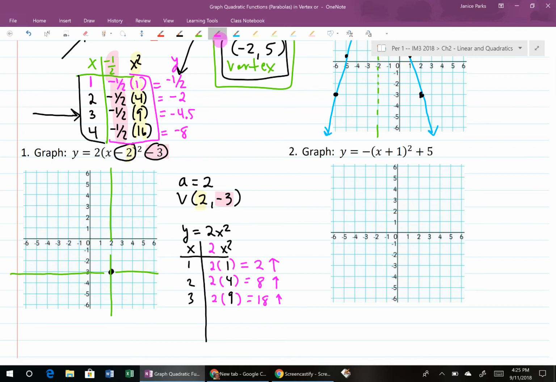So from the vertex, I'm going to go right 1, and I'm going to go 1 squared times 2. From the vertex, right 2. 2 squared is 4. 4 times 2 is 8, so I'm going to go 8 from the 3, and that puts me up here. Same thing on the other side. It's symmetric. Okay, and then we'll draw that in. I don't have room for the next point.